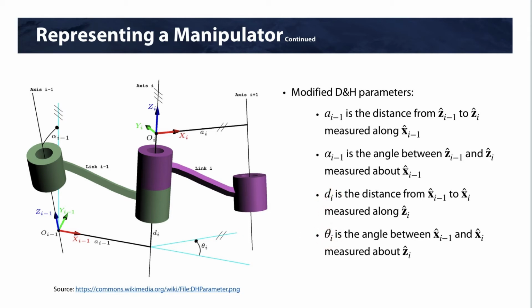d_i and theta_i would be the joint variables for our robot. If joint i is a revolute joint, theta_i would be the variable that we change. If joint i was a prismatic joint, d_i would be the variable that we change. And then a_(i-1) and alpha_(i-1) would often be fixed parameters. But we'll look at that more as we do some examples in subsequent videos.